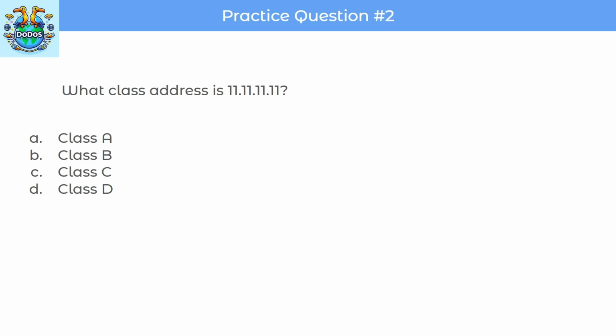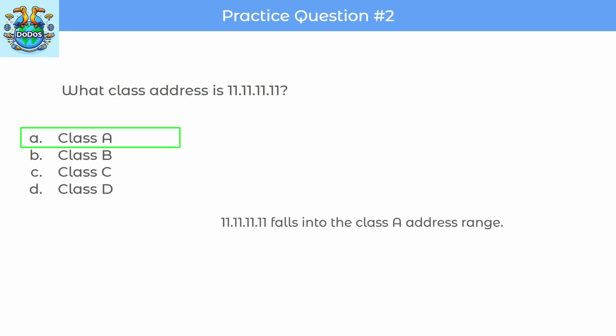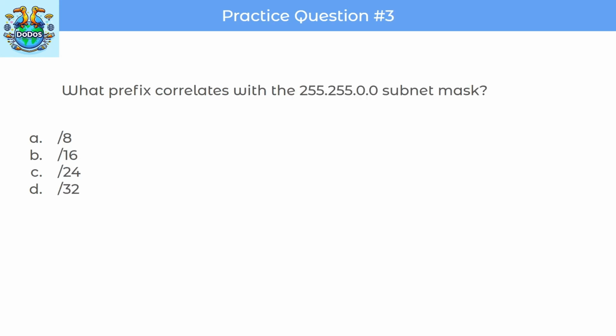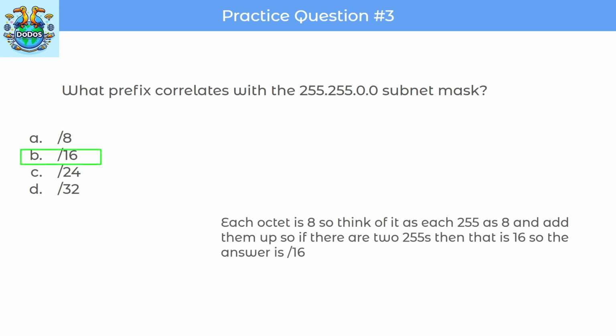What class address is 11.11.11.11? Answer is class A. Class A is what fits 11.11.11.11, and if you have trouble with that, go back in the video. What prefix correlates with this 255.255.0.0 subnet mask? Answer is B, /16. /16 is what correlates with that subnet mask.